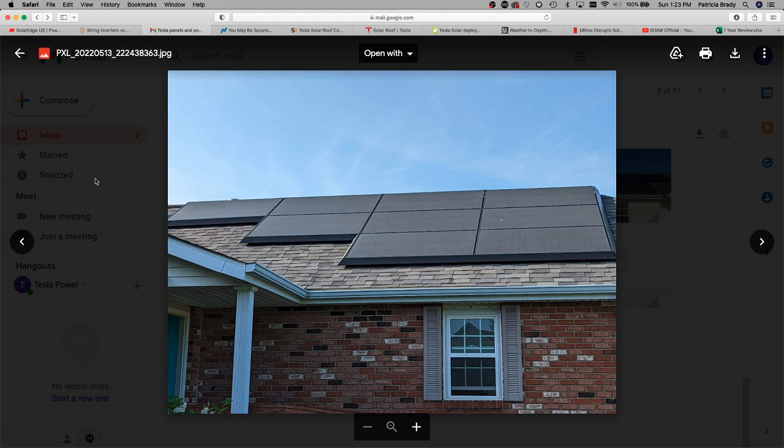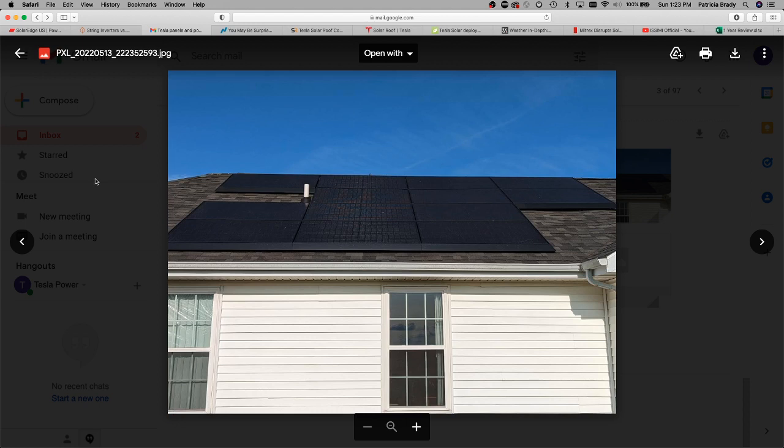This is the finished smaller array. Again, just about 3 kilowatts of generation capacity here. This is the finished larger array, 4 kilowatts of generation. Again, his system's about 7.5 kilowatts all in.